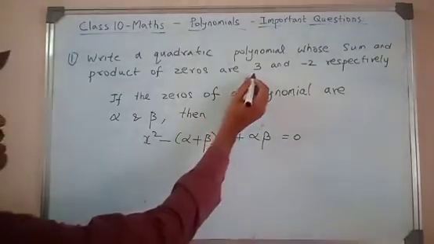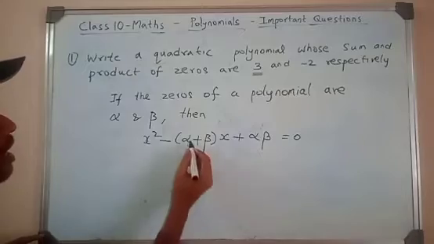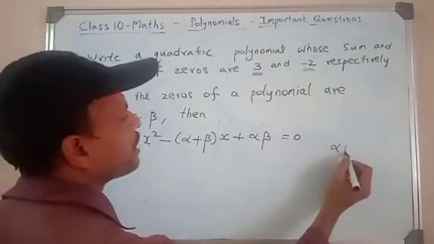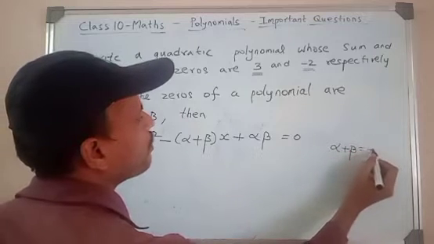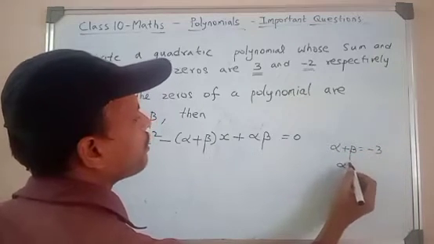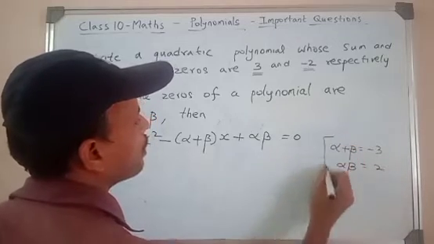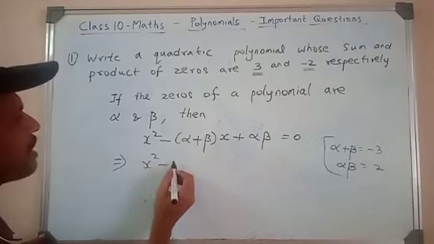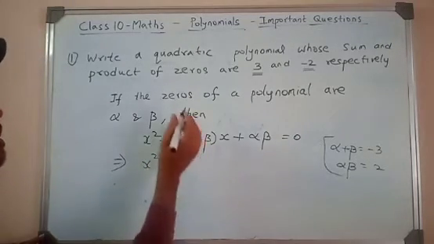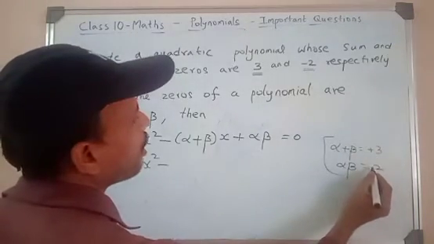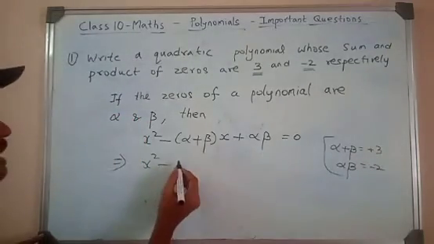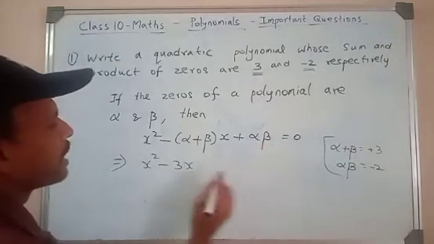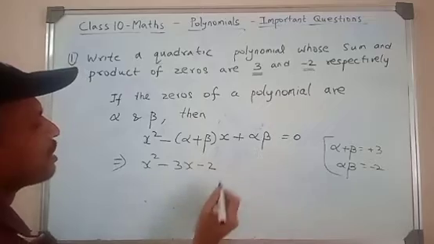Here the sum of zeros is given as 3. So alpha plus beta is 3 and alpha into beta is minus 2. Therefore x square minus alpha plus beta, which is 3, so 3x here, and then plus alpha beta. Instead of alpha beta we have minus 2, so we put minus 2 here. So this is equal to 0.